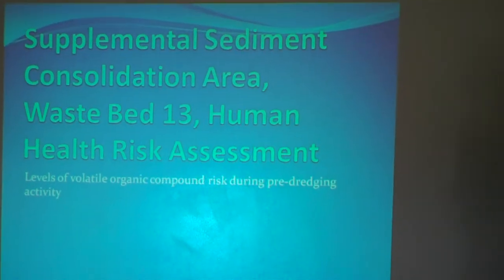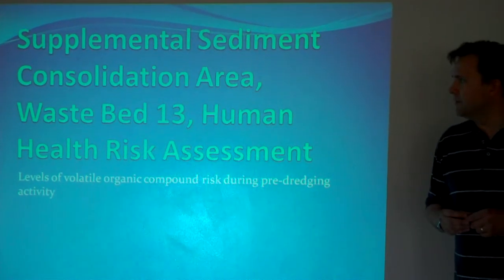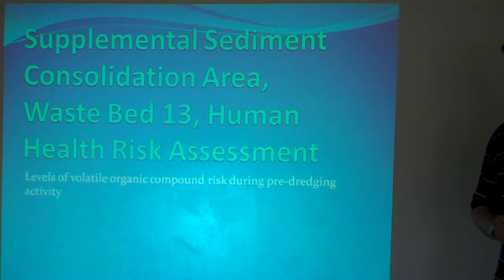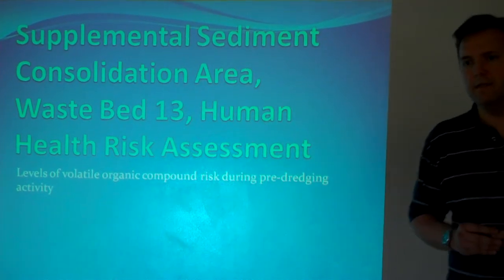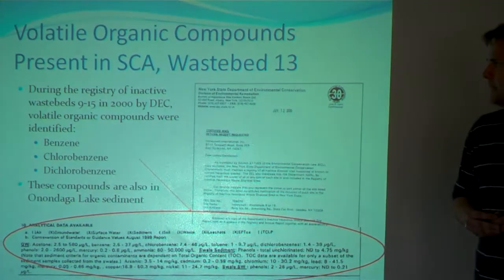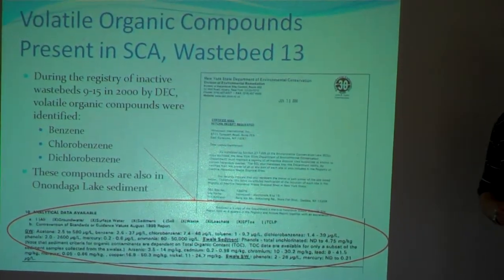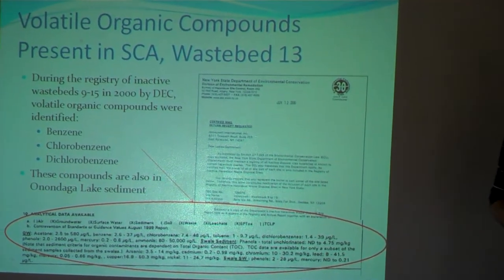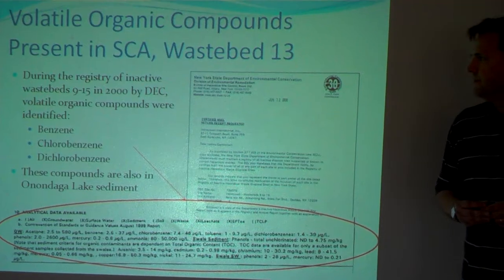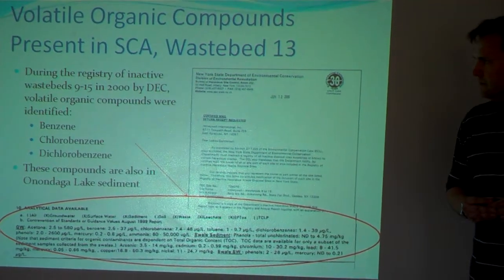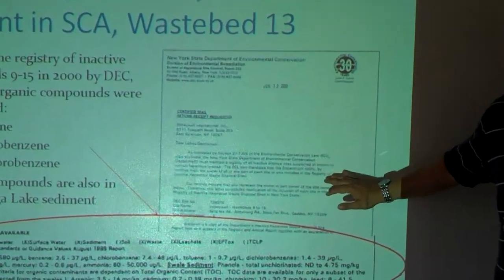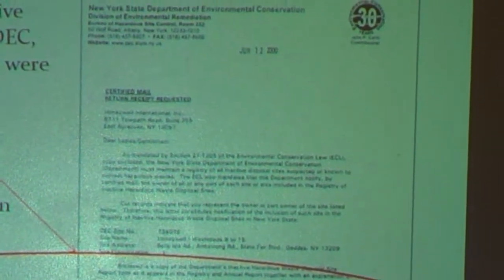Our first section of the presentation is looking again at short-term risk, and we're going to talk about levels of volatile organic compound risk during the pre-dredging activities that are going to go on the next 2 years around the waste bed. In 2000, the Department of Environmental Conservation was required to register waste beds 9 through 15, and when they did that, they found that in these waste beds there's already volatile organic chemicals: benzene, chlorobenzene, and dichlorobenzene.